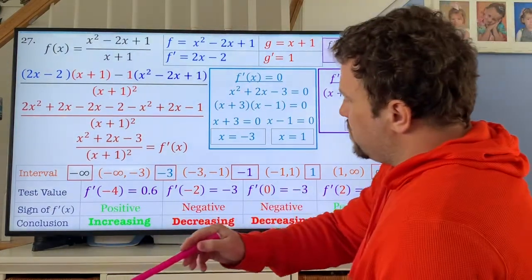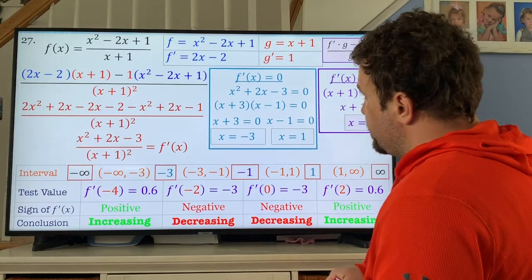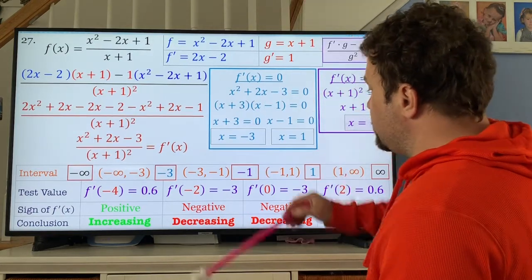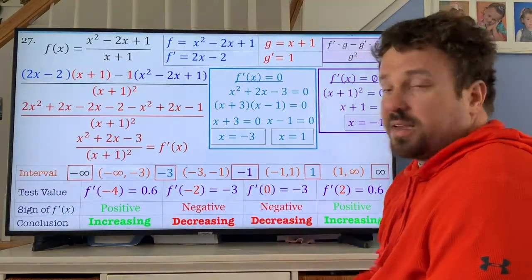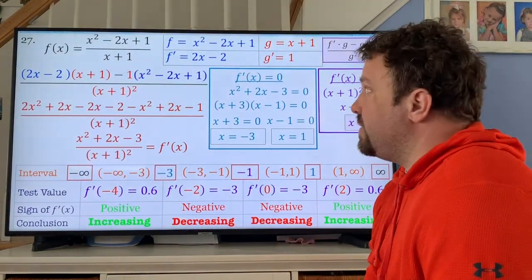So it goes up and down. All right, negative 1 is actually an asymptote. And then it goes down and up. All right, and that is your graph. And that's the end of this. And then we'll continue on with increasing functions.